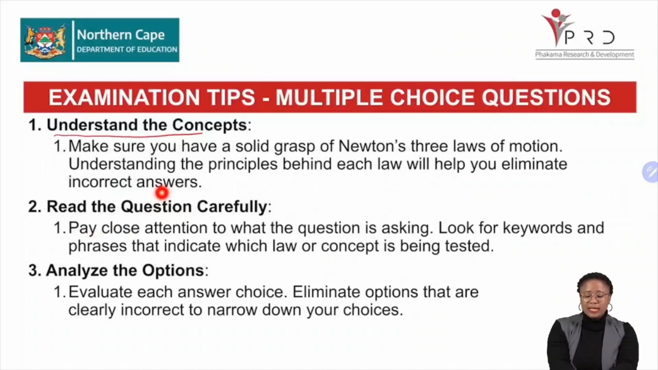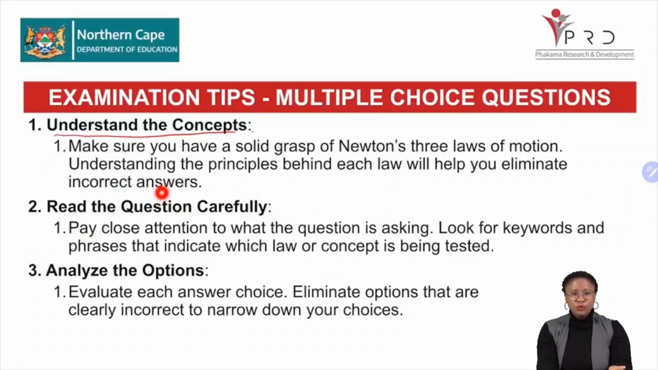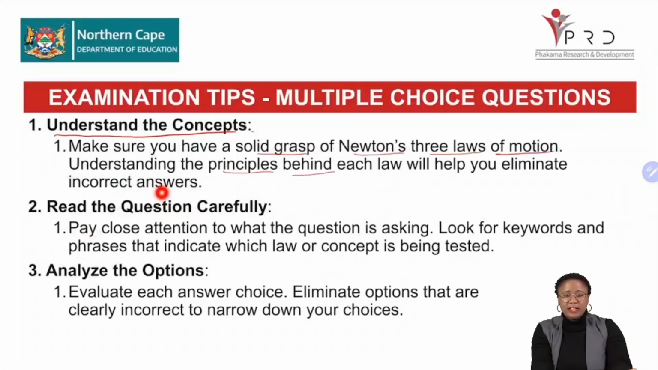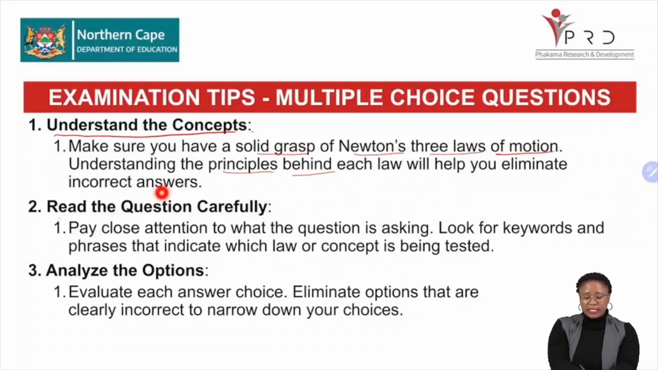First, you need to understand the concept. How do you do that? You make sure you have a solid grasp of Newton's laws of motion. Understanding the principle behind each and every law will help you to eliminate the incorrect answer. So you should know the differences between Newton's first law, second law, third law, as well as the universal law of gravitation. That is going to assist you to eliminate incorrect answers.